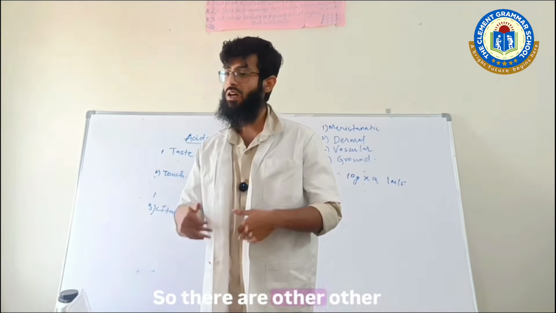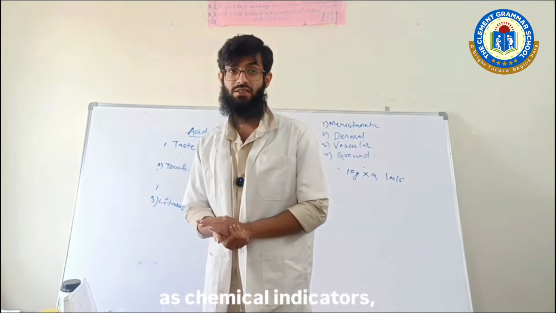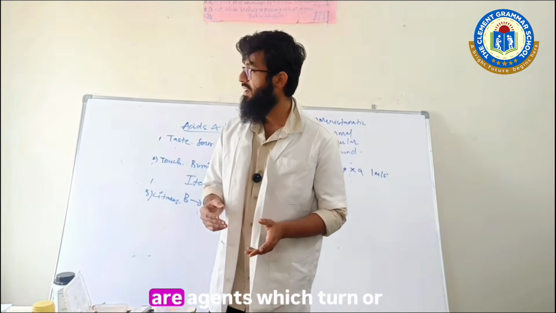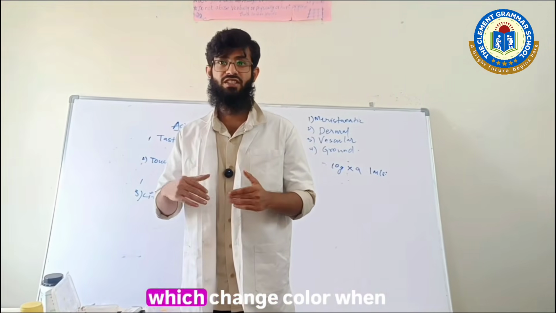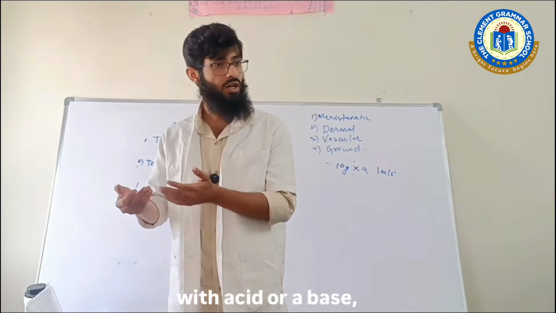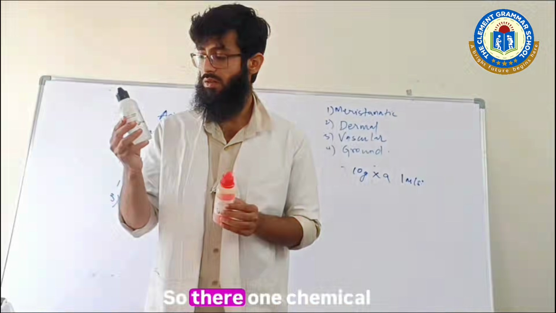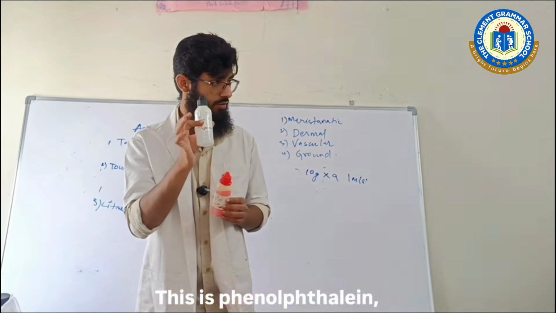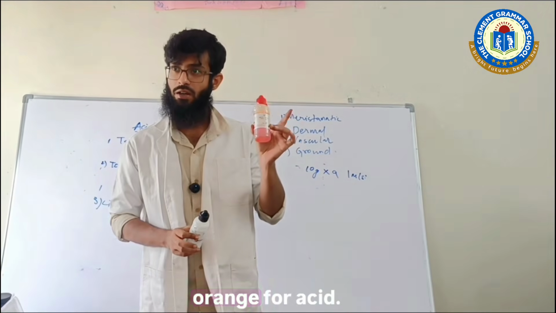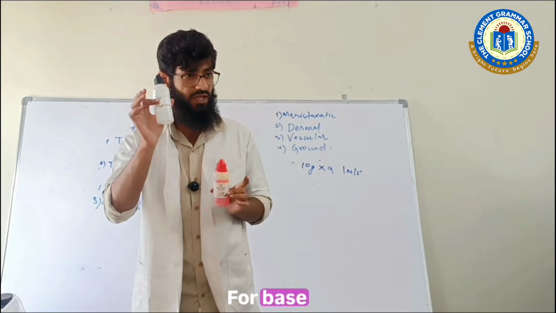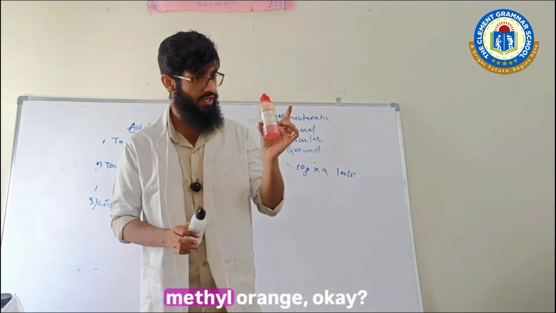There are other chemicals as well, known as chemical indicators. Chemical indicators are agents which change color when they come into contact with an acid or a base. One chemical indicator is for base. This is phenolphthalein, and this is methyl orange for acid. For base, phenolphthalein; for acid, methyl orange.